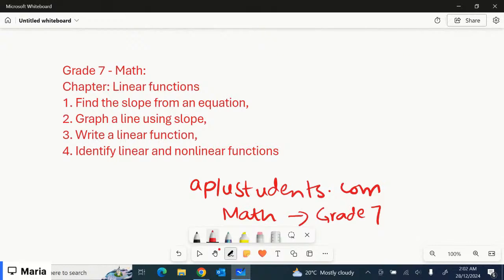There you can find a list of the chapters. We're going to start with the chapter linear functions. The lessons we're going to cover today are: find the slope from an equation, graph a line using slope, write a linear function, and then identify linear and nonlinear functions. So please make sure you have your notebook and pencil so that you can note down the important examples and definitions as well.